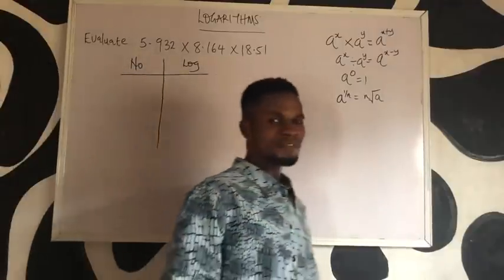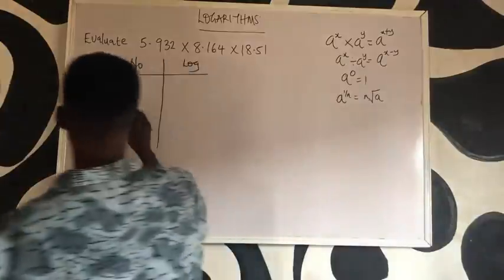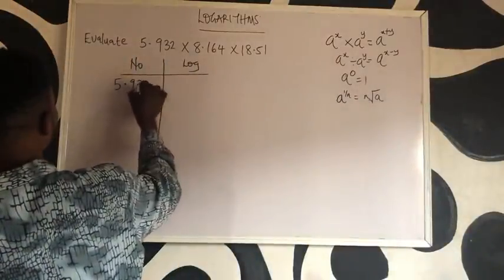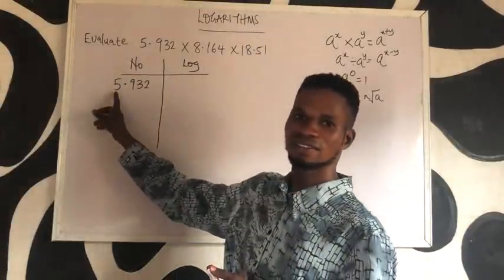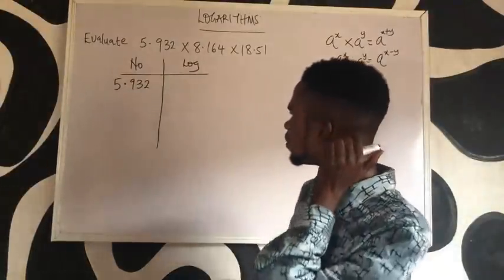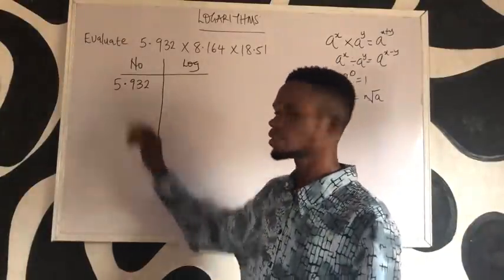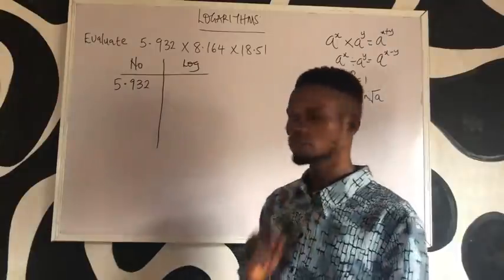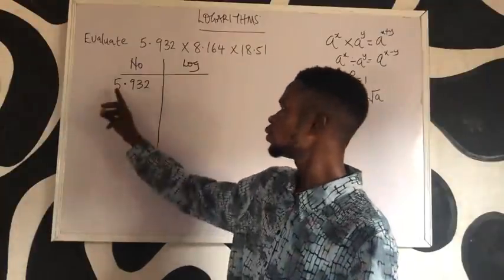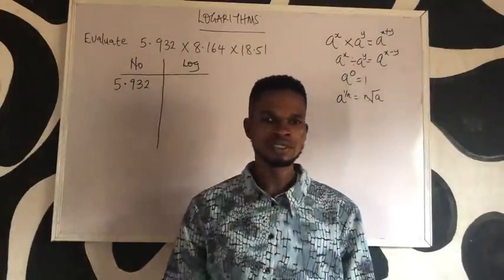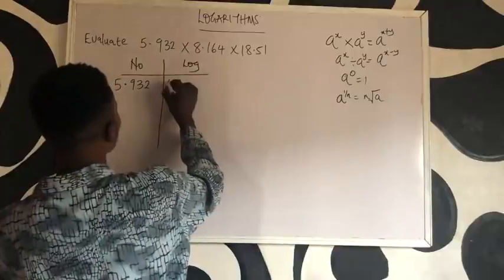Now, the first number that we have here is 5.932. Let's take note of the characteristics and the mantissa. What do we have here? We have a number before the decimal point, that's one number. Take this as 1. So we say 1 minus 1, that's 0. The characteristic is 0.